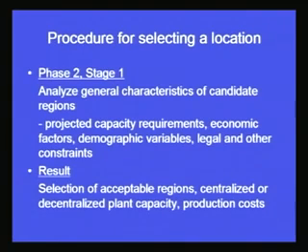So 2 points, 2 answers we have got. What are those 2 answers? First one is the selection of the acceptable regions, second one is the centralized or decentralized plant capacity, and third one is the production cost. So after doing phase 2 of stage 1, we have got 3 different answers. We also know what are going to be the production costs involved. So we know what is going to be the acceptable region, whether it is going to be a distributed or a single plant capacity, and what are going to be the production costs.